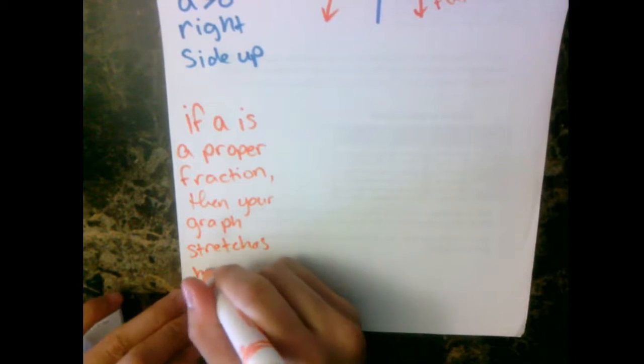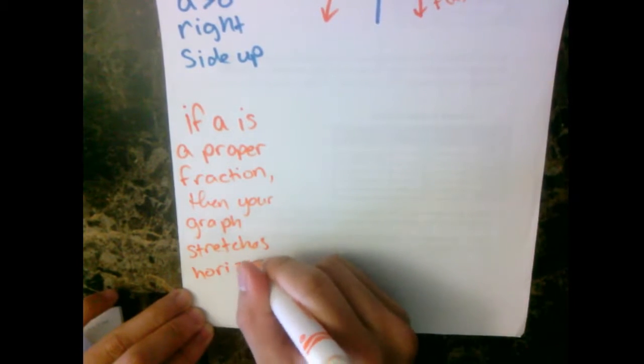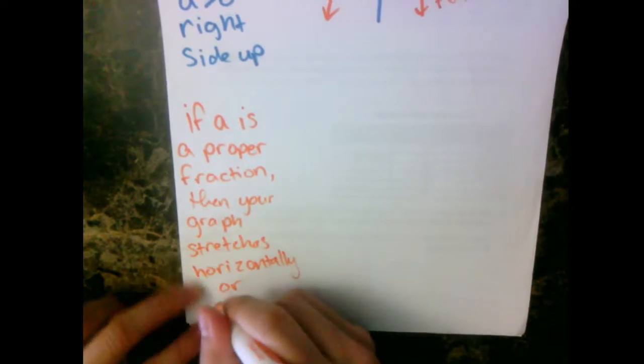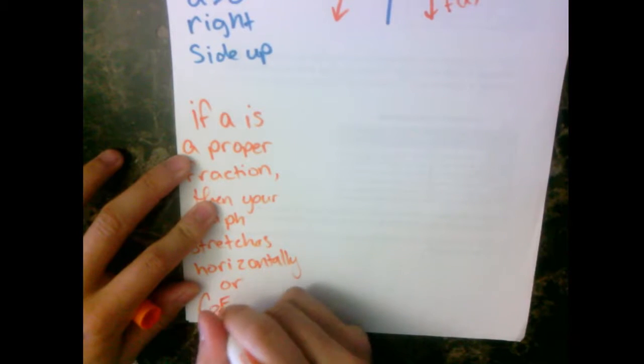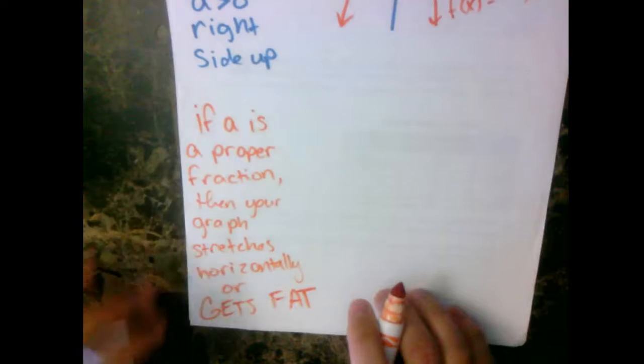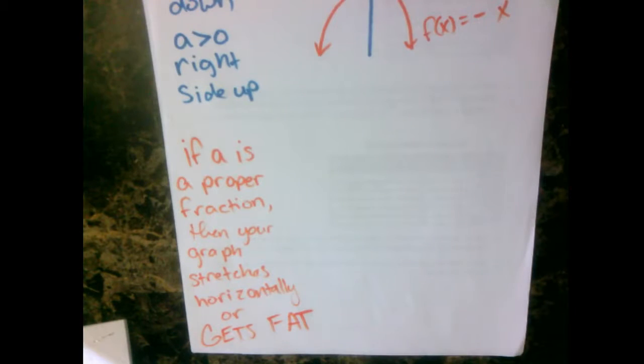Stretches horizontally. So that's left and right. Remember, horizontal is left and right. Or gets fat. Okay? So if you don't want to think about it stretching horizontally, maybe you have trouble remembering the difference between vertical and horizontal, it gets fat. All right, so that's if A is a proper fraction.